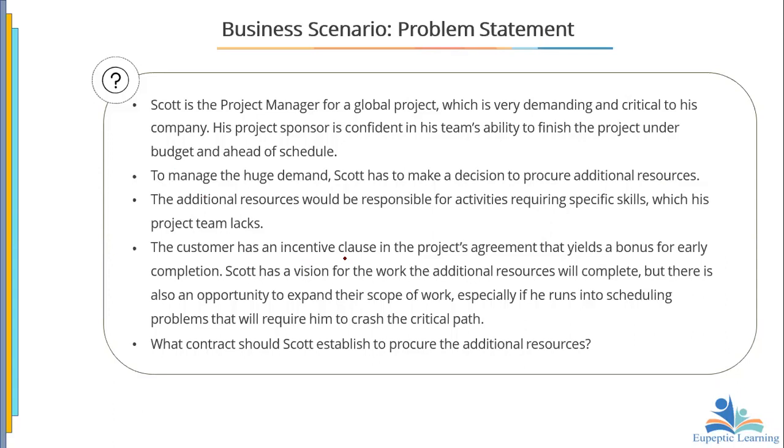The customer has an incentive clause in the project agreement that yields a bonus for early completion. Scott has a vision for the work the additional resources will complete, but there is also an opportunity to expand their scope of work, especially if he runs into scheduling problems that will require him to crash the critical path. What contract should Scott establish to procure the additional resources? What do you think is the type of contract that is important here for Scott to use? You may type into the chat box. Yes, what type of contract?